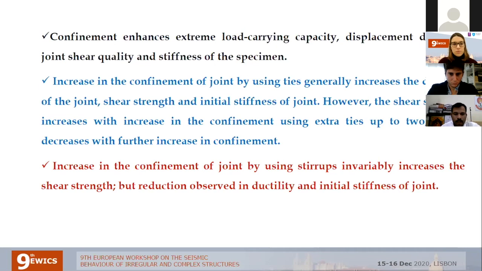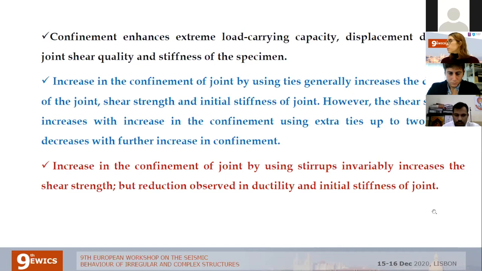Increasing the confinement of the joint by using ties generally increases the ductility of the joint, shear strength, and initial stiffness. However, the shear strength increases with extra ties up to two, but it decreases for a further increase in confinement. This is a limitation of the confinement. Increasing the confinement of the joint by using stirrups invariably increases the shear strength, but a reduction is observed in ductility and the initial stiffness of the joint.